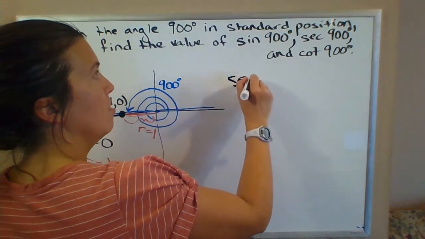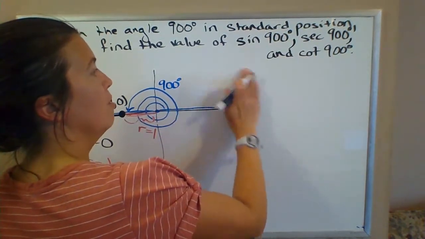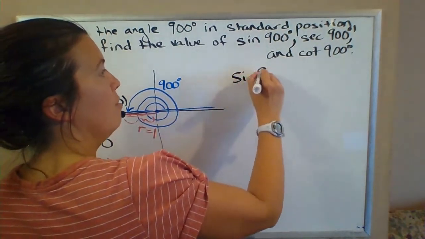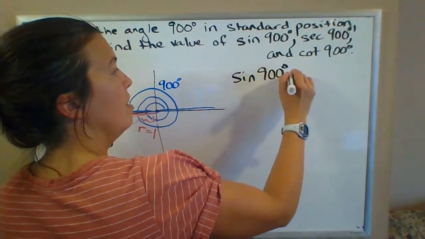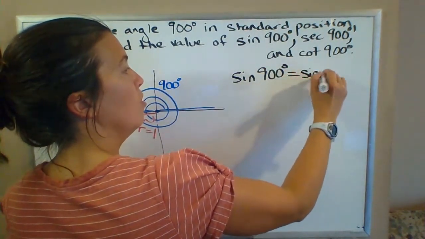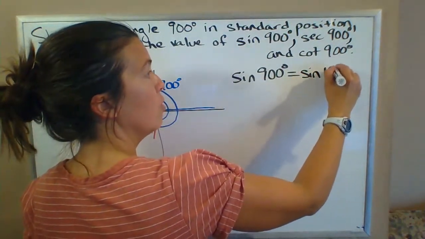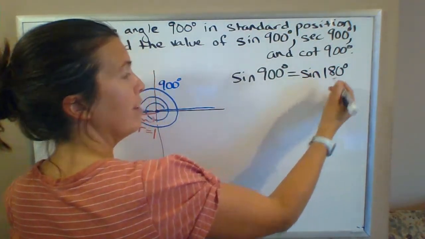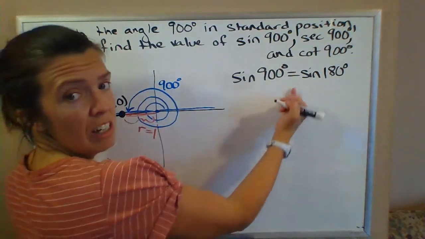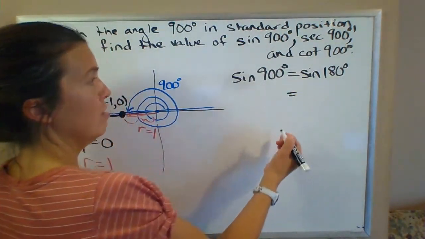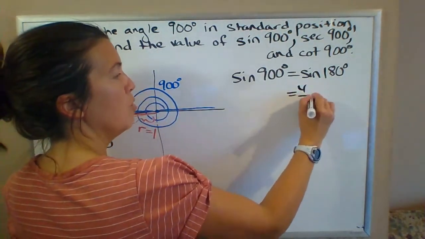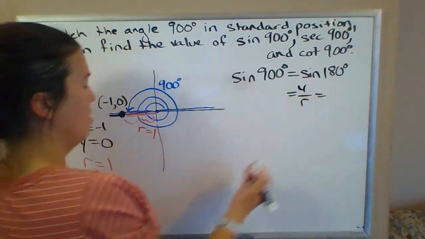I'm going to do sine first. Sine of 900 degrees is equal to, since trig functions at coterminal angles are equal, and we found this is coterminal with 180 degrees, sine of 180 degrees. Sine is equal to the ratio y over r.